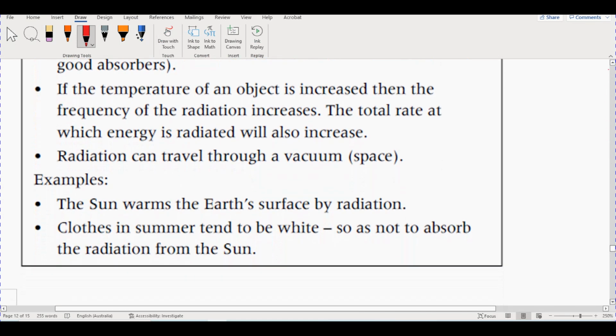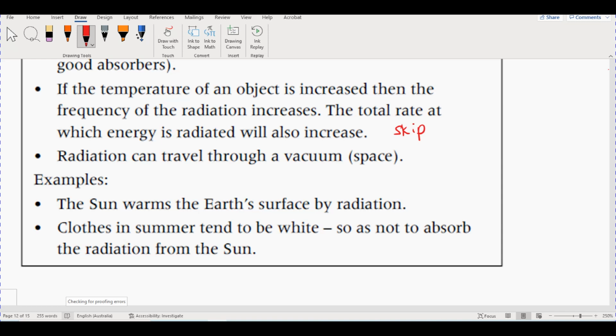Okay, so if the temperature of an object increases, then the frequency increases. It's not that important, so possibly just skip this point at the moment. Radiation can travel through a vacuum. Yes, there's space, which is why we know the existence of radiation as heat for heat transfer.